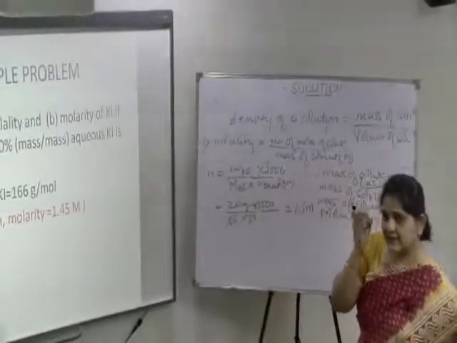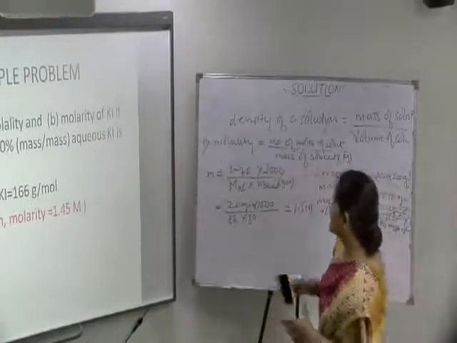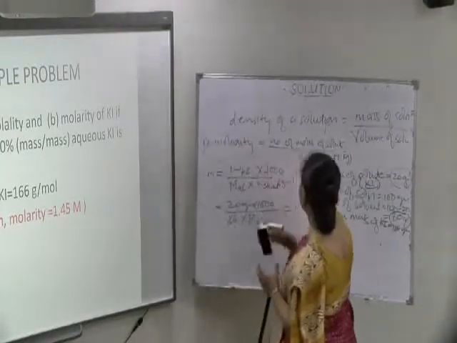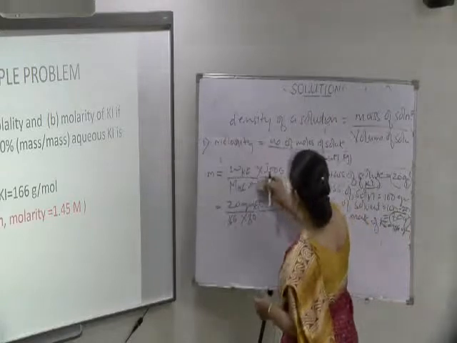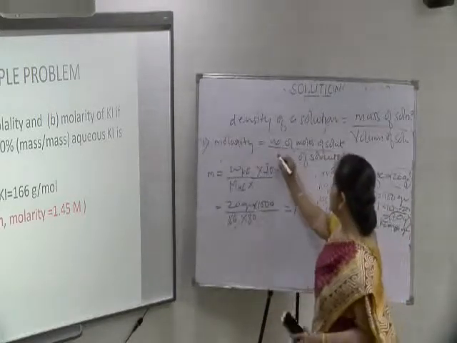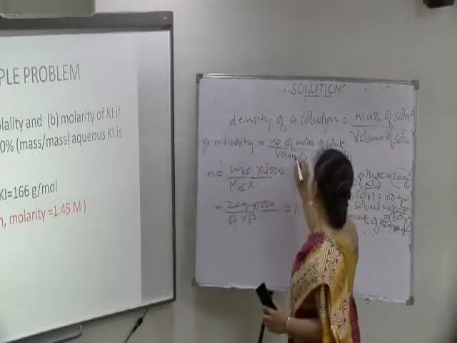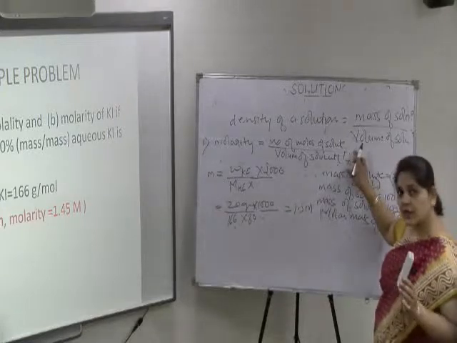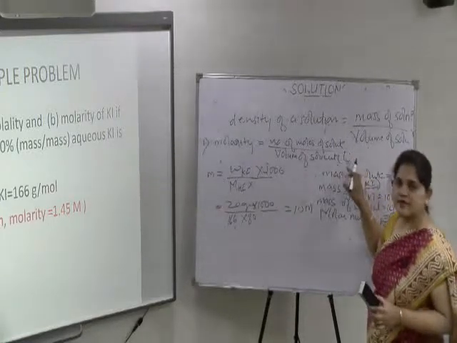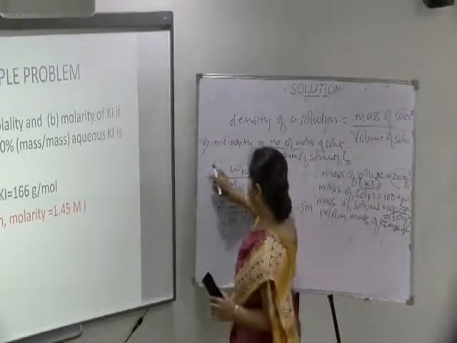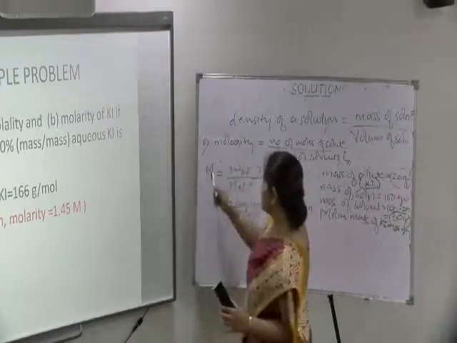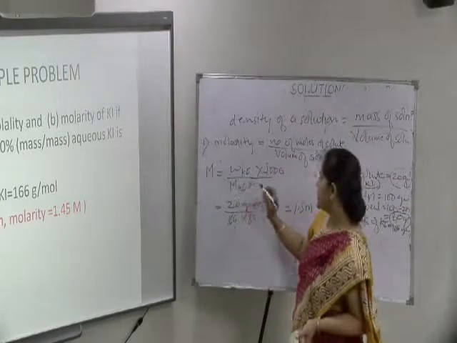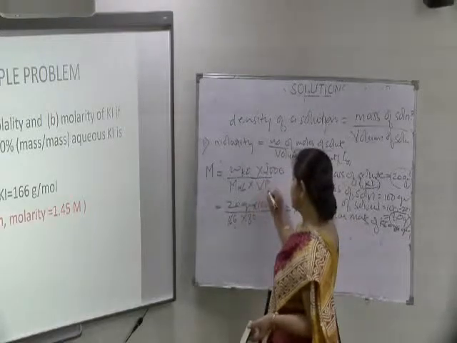Now next, the challenge comes when you talk about molarity. We all know molarity is the number of moles of solute per liter of the solution, that is, the volume of solution in liters. This is what is required if you want to express the concentration in molarity. So the mathematical expression is the number of moles of the solute, that is KI, given mass upon the molar mass, divided by the volume of solution in liters.